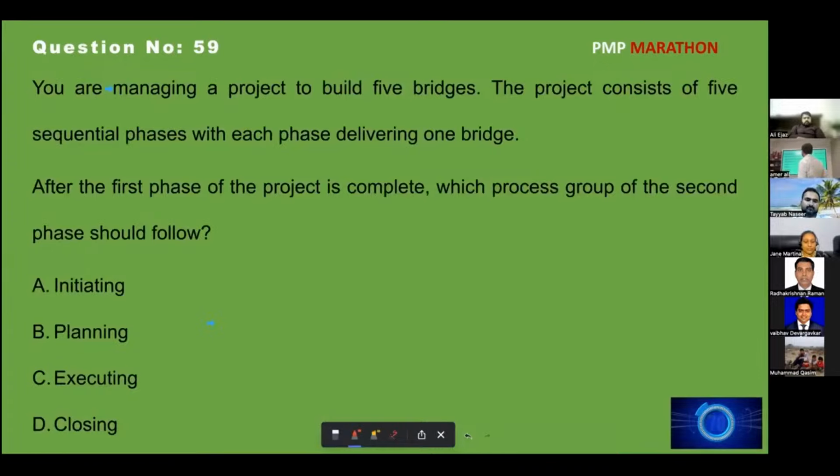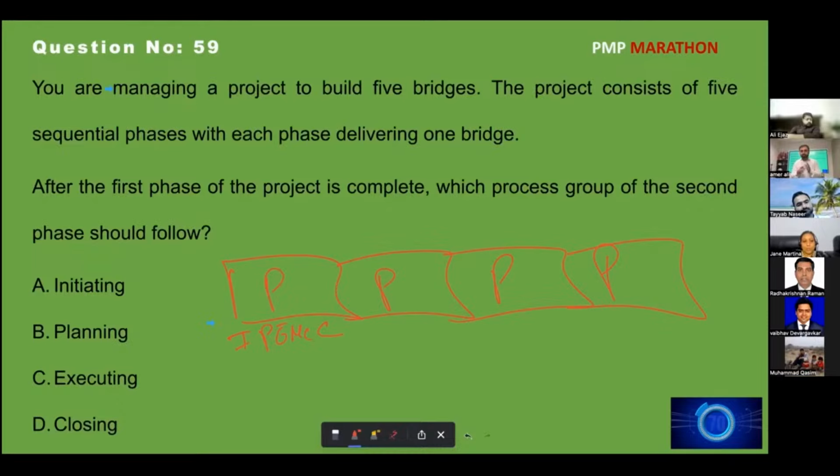Okay, you are managing a project to build 5 bridges. The project consists of 5 phases. After the first phase is completed, which process group does the second phase start with? So phase 1, phase 2, phase 3. Please understand the concept of phases. All phases are sequential, which means one phase is completed, then the next phase starts. Every phase has initiation, planning, execution, monitoring and control involved. A phase itself is considered a project in the language of project management.